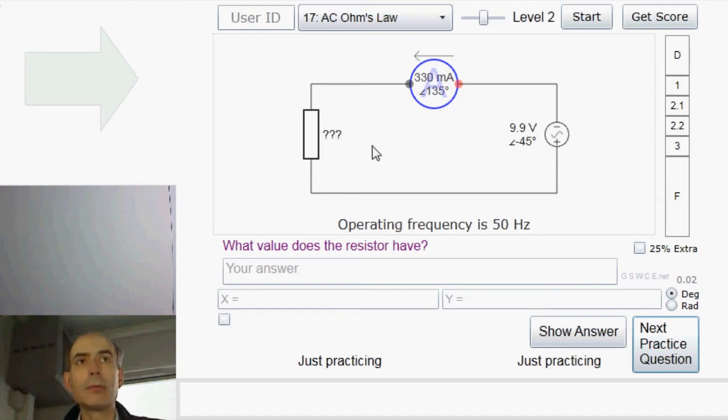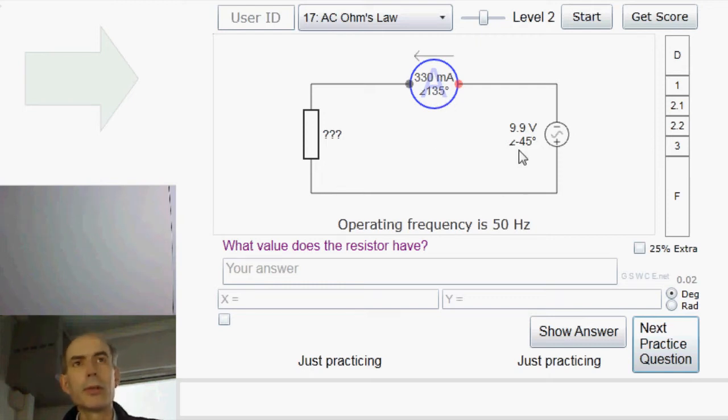Well, once again, we can note that the 330 milliamps of current and 9.9 volts of voltage is all we need to know. We don't need to worry about the phase. However, I should point out something at level 2 here that may confuse you if you're not looking out for it. For a resistor, the phase of the voltage across the resistor is equal to the phase of the current going through the resistor. So how come this voltage here has a phase of minus 45 degrees, but the current has a phase of 135 degrees?